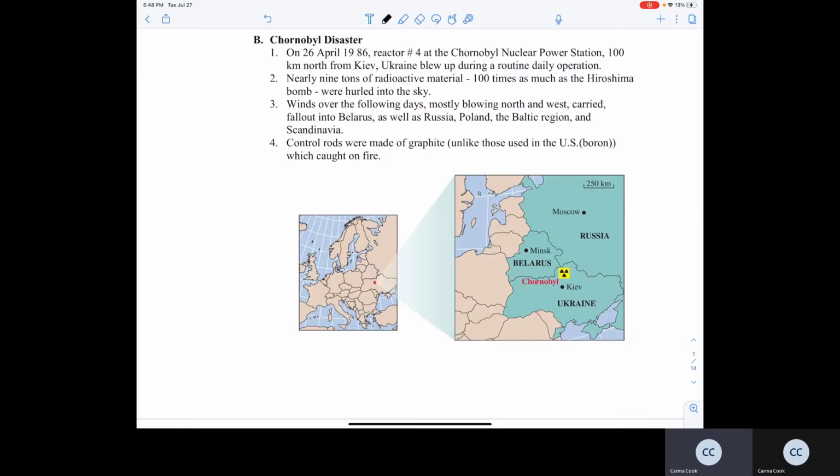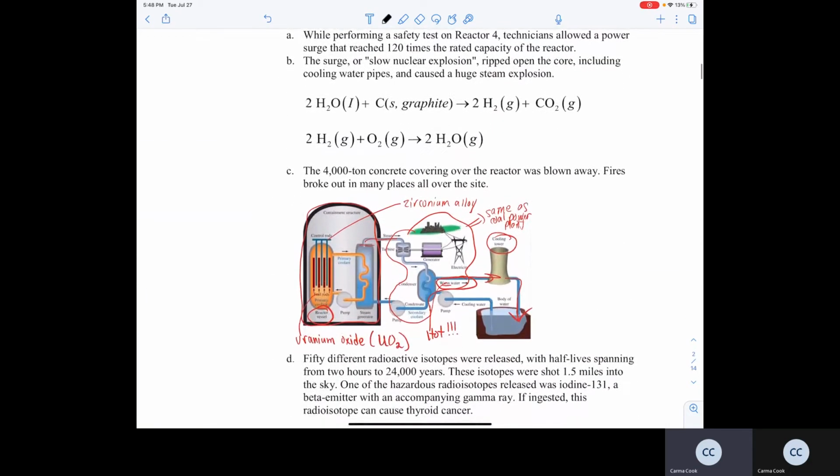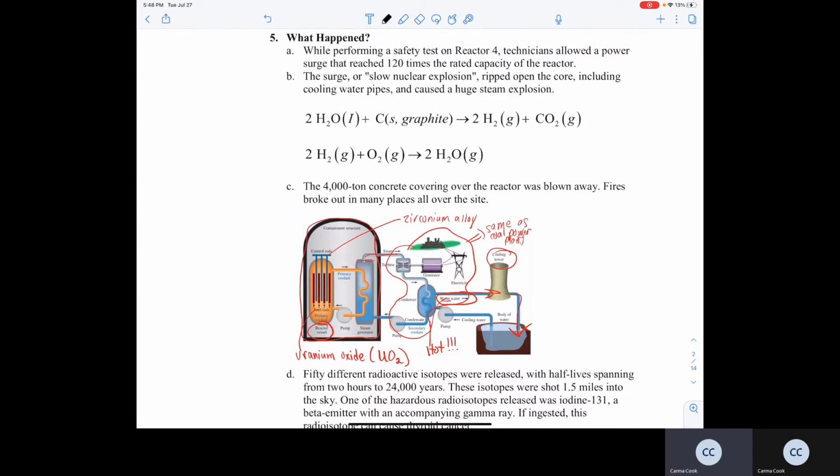The control rods in the Chernobyl nuclear reactor that exploded in 1986 were made of graphite, which is carbon. In the United States, we don't use carbon-based control rods. We use boron-based control rods. So the control rods caught on fire at the Chernobyl plant. Why did they catch on fire? Well, they were doing some maintenance on that reactor number 4.